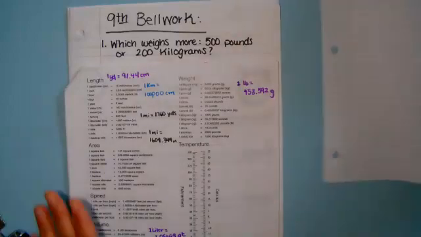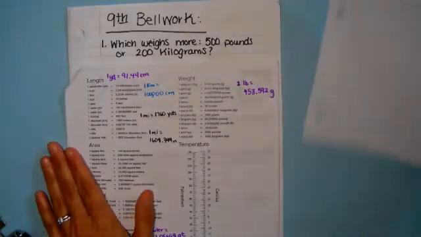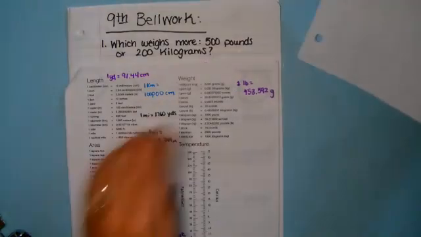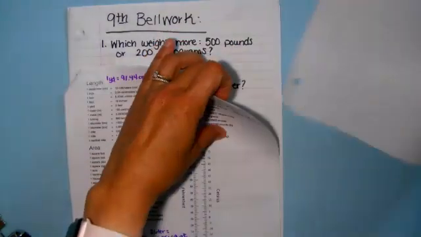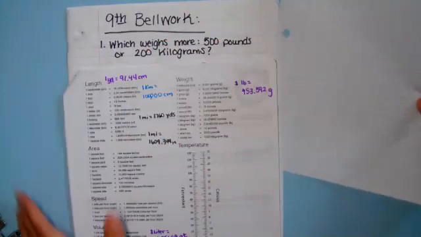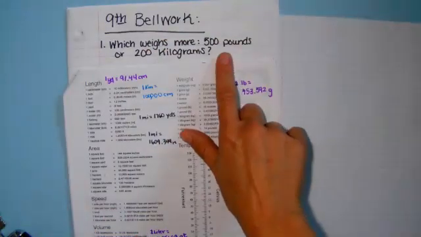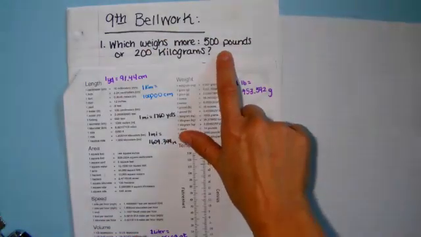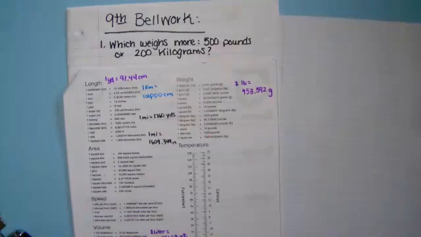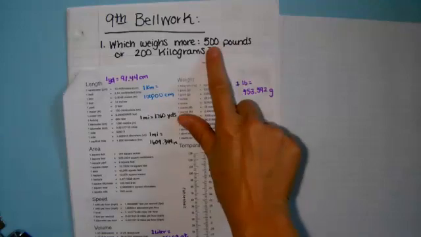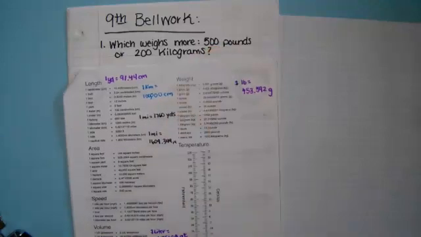Okay, so our first one, the conversion in disguise. What we just said is that if you have pounds and kilograms and you are asked which is more, you have to change one to be the other. So I'm just going to pick the first one, 500 pounds, and I'm going to change that to kilograms by using my conversion chart.